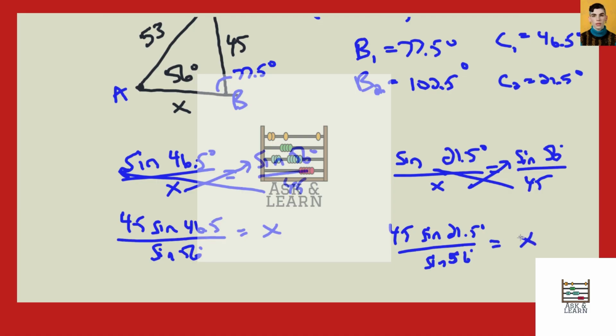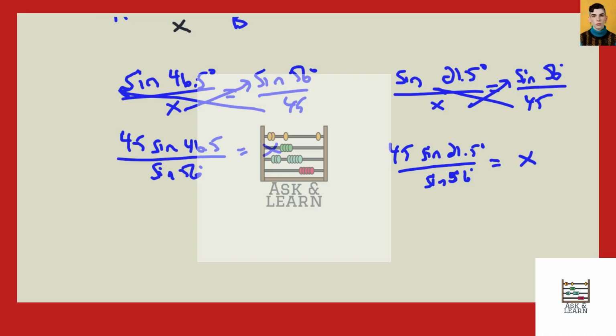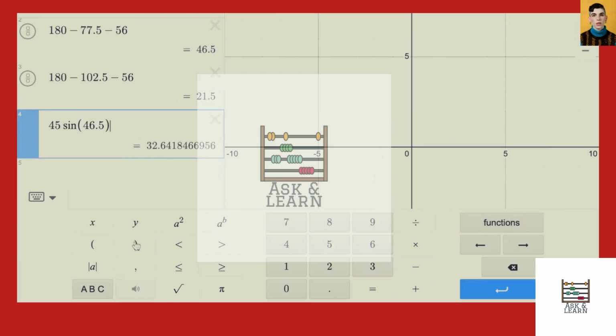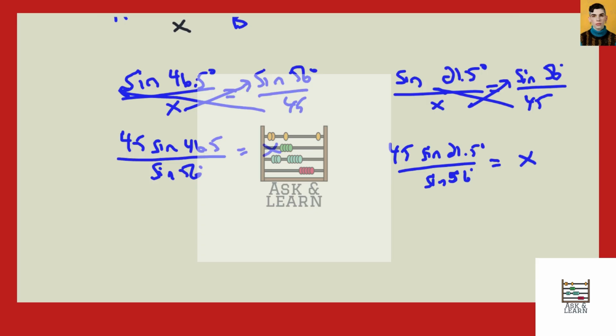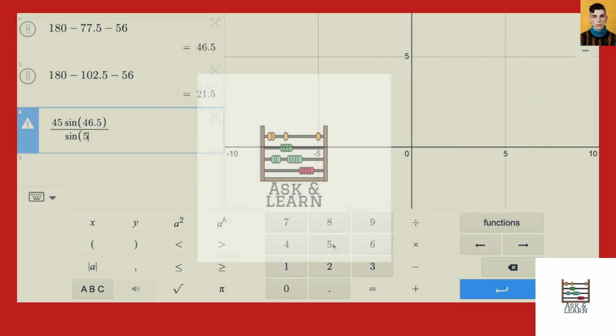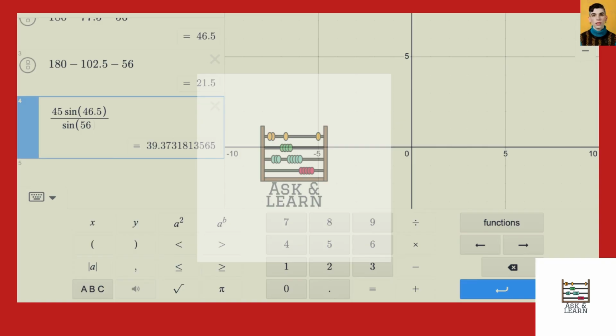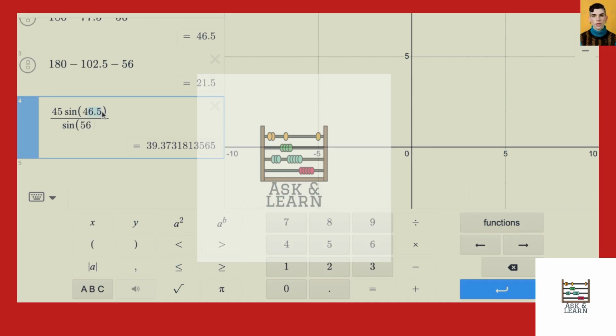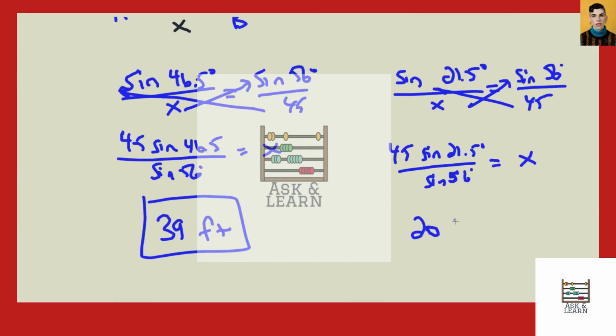Okay, so first solution, 45 sine 46.5 over sine 56 is 39.4, to the nearest whole number would be 39 feet. Second case, 45 sine 21.5 over sine 56 would be 20. Two cases, two possibilities.